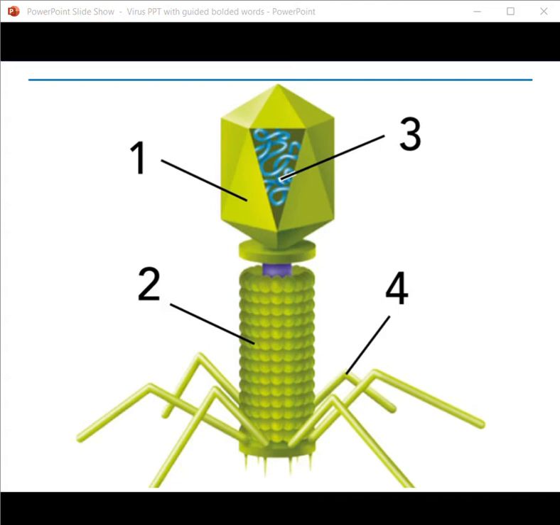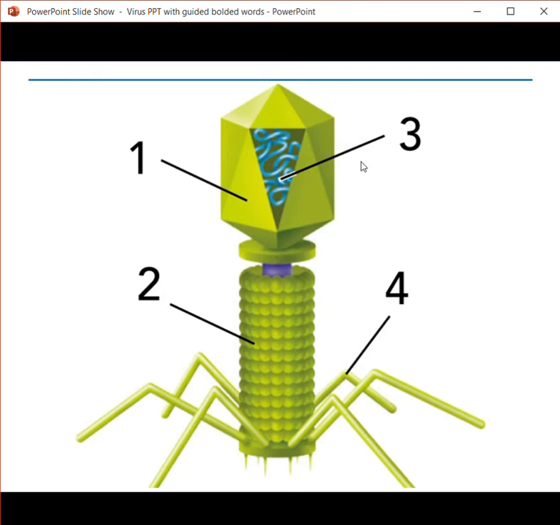Number 1 is the head. Number 2 is going to be your tail sheath. This sheath is covering. I always used to think of it like a sheet. It covers something, right? Like in a bed.